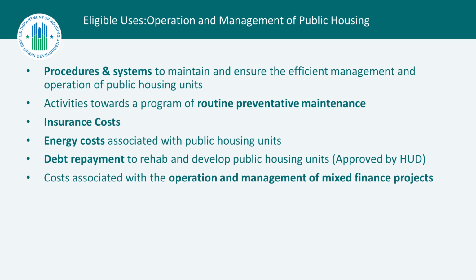Other eligible uses for operating subsidy include the cost of insurance and energy costs of public housing units. It's important to note that one-time upgrades to promote energy efficiency are capital costs, while the cost of ongoing usage is an operating cost. If a PHA takes on an energy performance contract, or EPC, loan to subsidize energy-efficient upgrades, the debt service on that loan could be paid with operating subsidy. Also eligible is the cost of repaying debt incurred to finance the rehabilitation and development of public housing units, where the debt must be approved by HUD, and the costs associated with the operation and management of mixed finance projects.